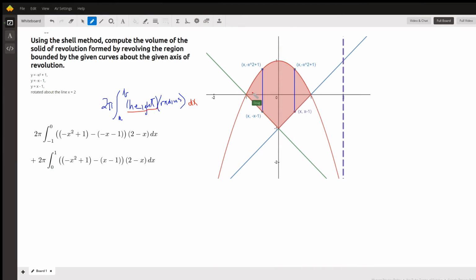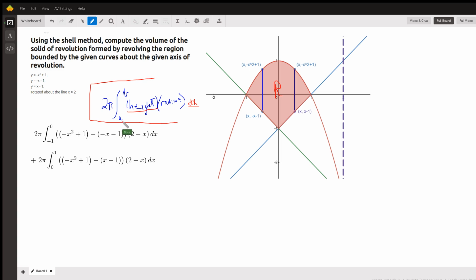Okay, here we've got the region that's supposed to be revolved about this axis of revolution, the line x equals 2. It's this red region R that we're going to revolve, and the shell method uses basically this formula. We're integrating along the x-axis.